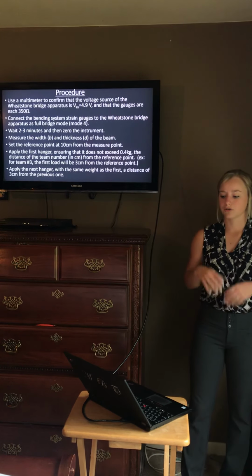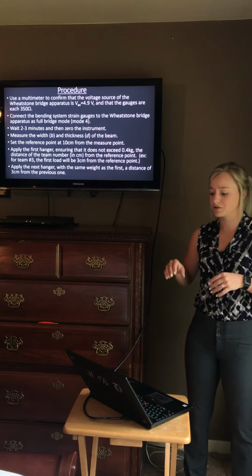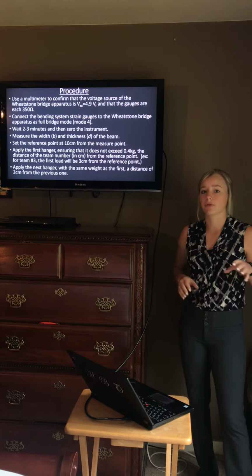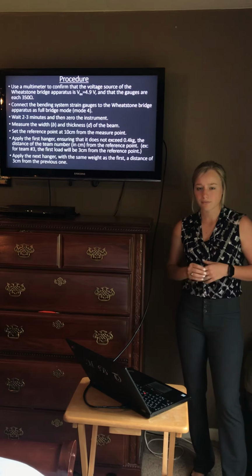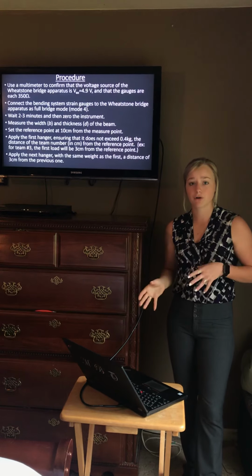So the procedure. First, a multimeter was used to make sure that the voltage source was 4.9 volts and that each of the strain gauges was 350 ohms. The bending system was connected in full bridge mode, which is mode 4.